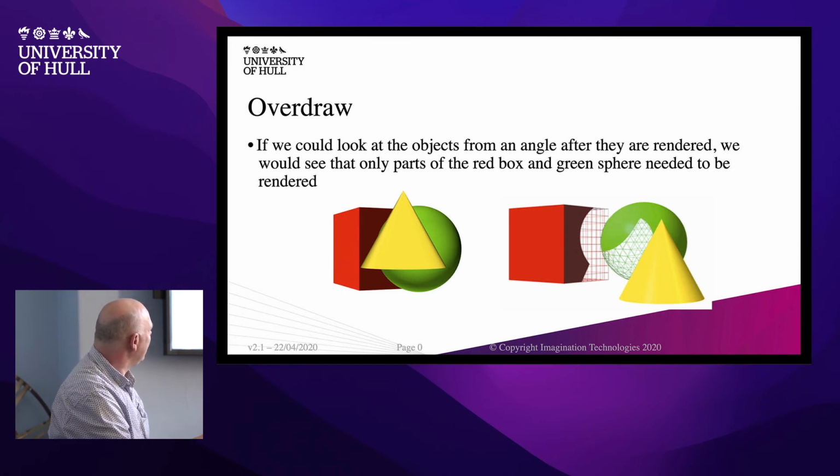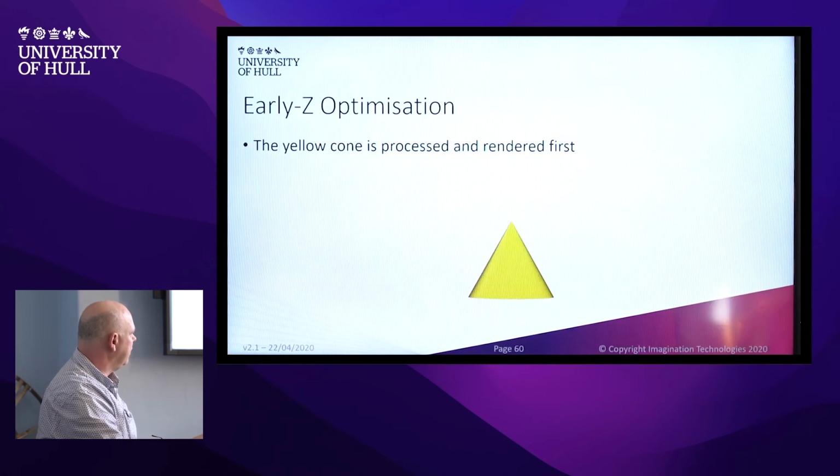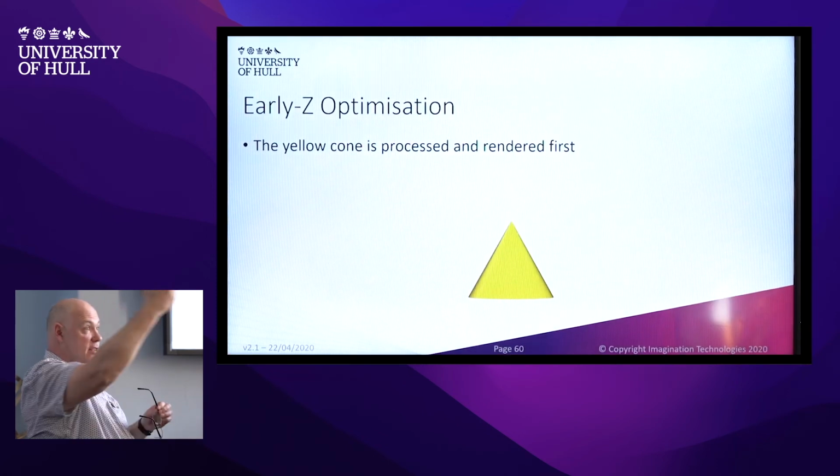So what we can do is an early Z optimization. Overdraw and early Z come hand in hand. Essentially, if you know where the center of each of these objects is, then you can order them front to back. So instead of submitting the red first, we submit the yellow cone first. That's the thing closest to us.